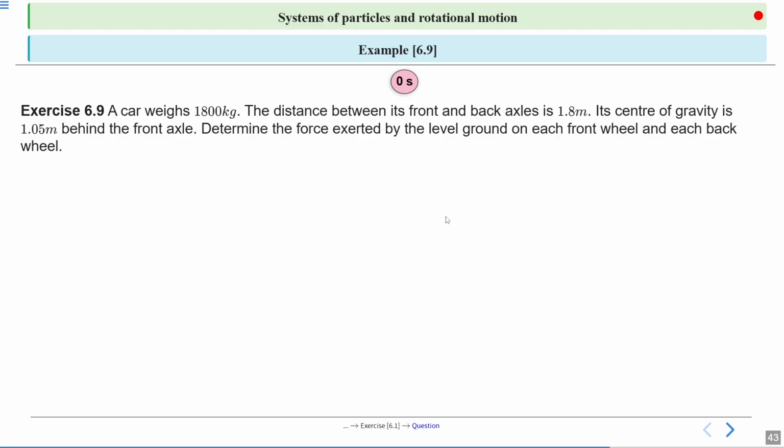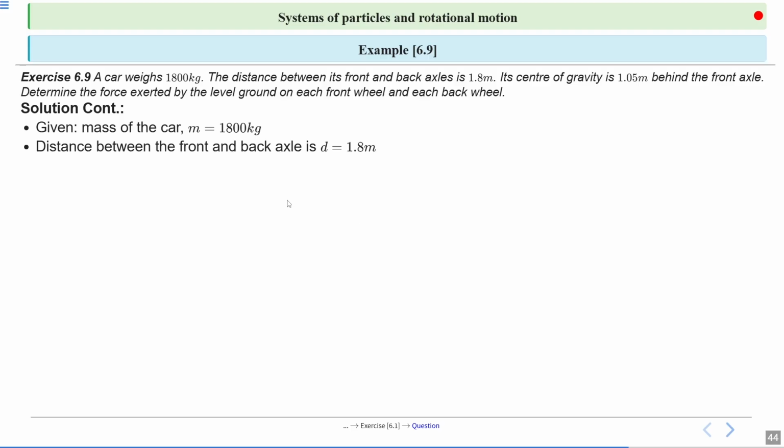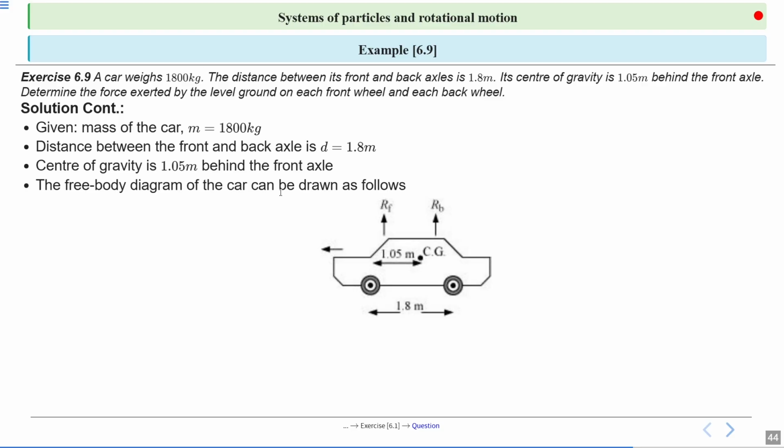Let's see the solution of this question. So, given the mass of the car m is equal to 1800 kg, the distance between front and back axle is 1.8 meters. The center of gravity is 1.05 meters behind the front axle. So the free body diagram of the car can be drawn as follows. The center of gravity is 1.05 meters from the front axle. This is the front axle and this is the back axle. And the distance between front and back axle is 1.8 meters.